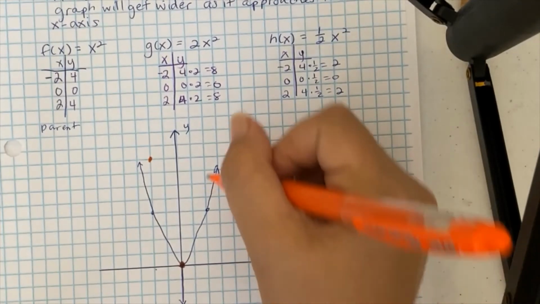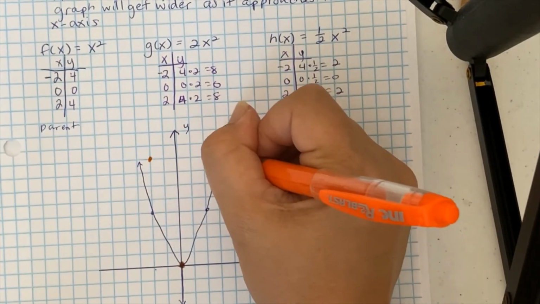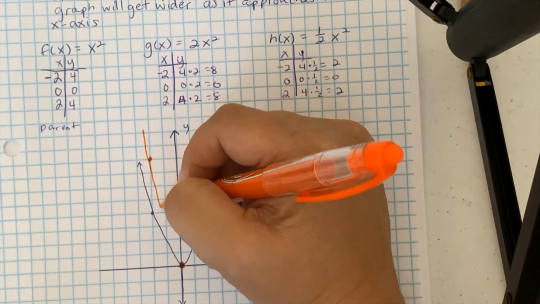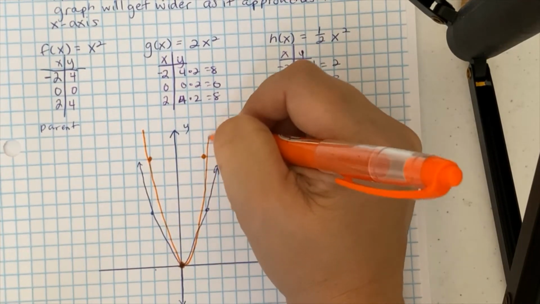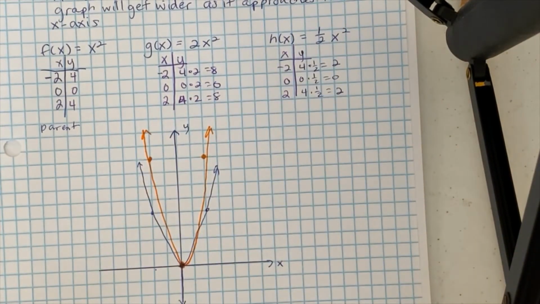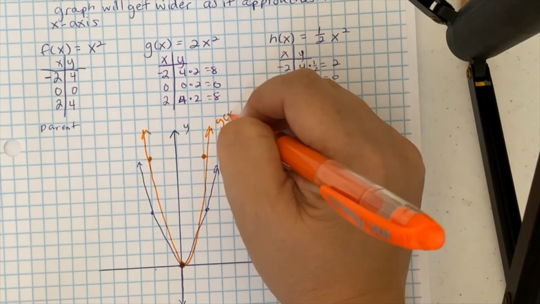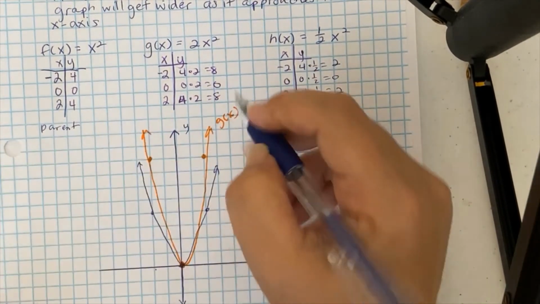They share the same origin. 2 units out. 2 units out. Sketch your line in. That is our g of x. Don't forget to label your f of x, your parent.